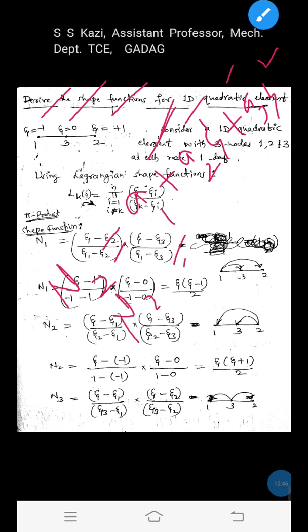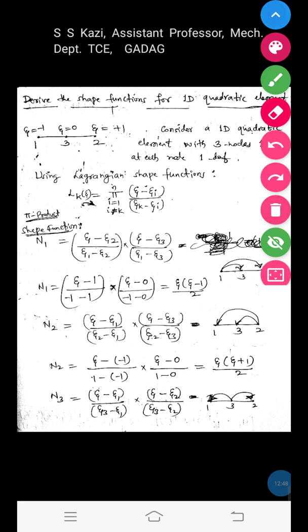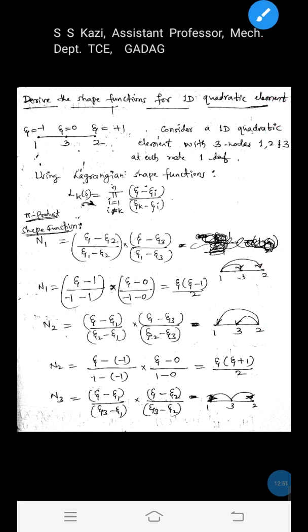Likewise, n3 also you can find out by using the same procedure, and if you compare, you will get the same, but this method will be a little bit lengthier. But usually, my dear students, higher order element shape functions you derive by using the Lagrangian method of shape functions formula, so that it will be easier.